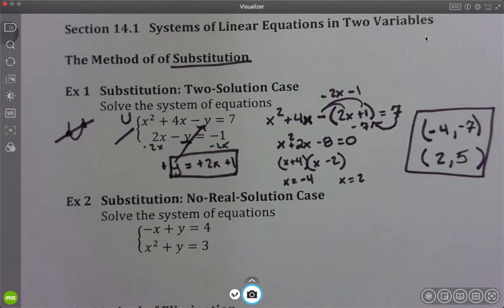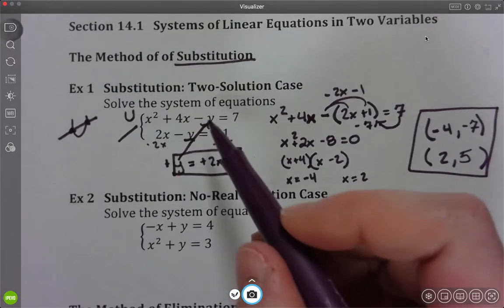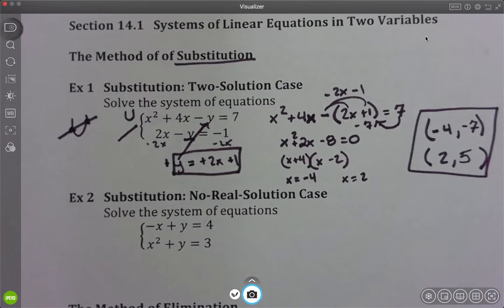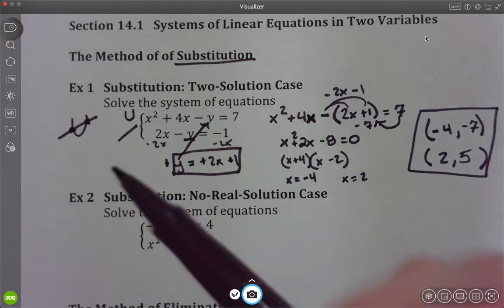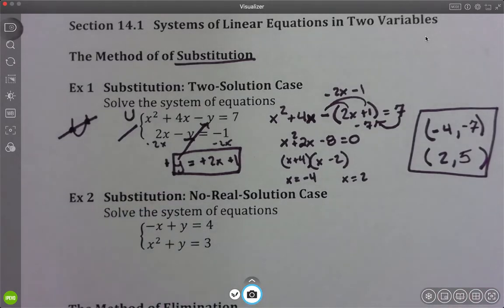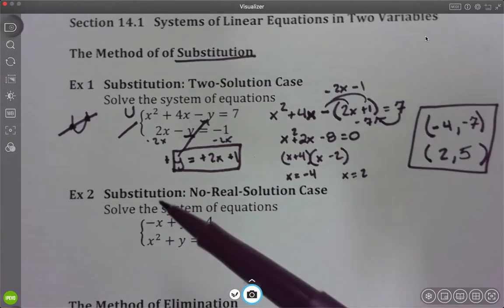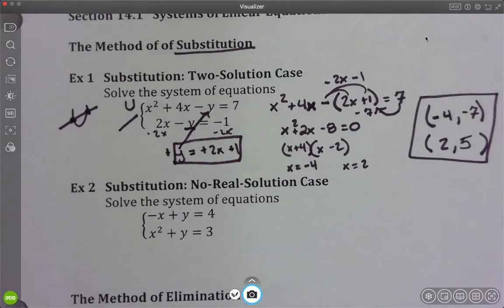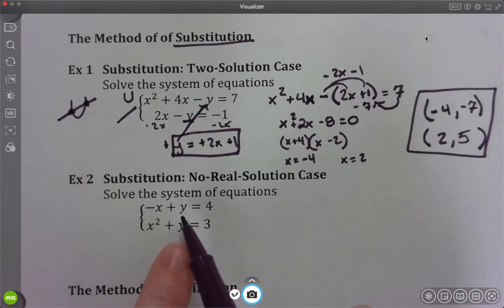Okay? So normally we just have 2 linear functions that we're solving using substitution, but this is a parabola and a linear function. It doesn't make any difference. Still the same thing, okay? Now this example, substitution where there's no real solutions. So let's see what this one looks like, okay?